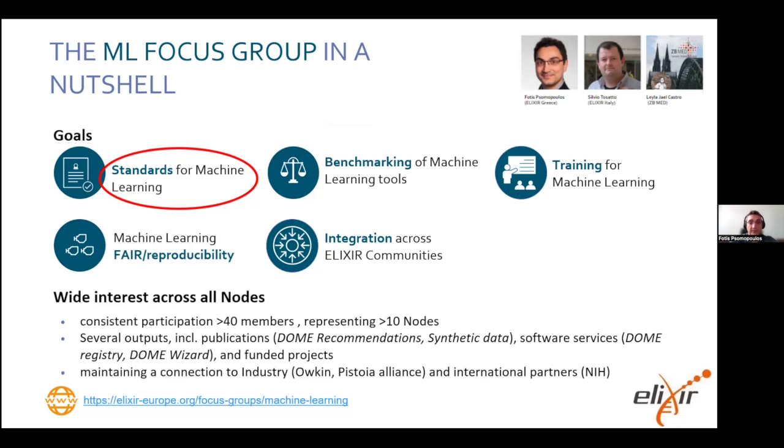And of course, the topic being extremely interesting, from day zero we had a lot of interest across all the nodes, with more than 40 members constantly participating, especially in the first few years. We already have a lot of outputs and publications. Of course, the DOME recommendations are the ones we'll discuss today, but we have others around synthetic data. We now have software services. The DOME registry is going to be presented in the next talk, and of course, a few funding projects. Ultimately, however, we don't do this in a vacuum, and we try to make sure that there is consistent and bidirectional communication with other communities and stakeholders, including industry and other international partners.